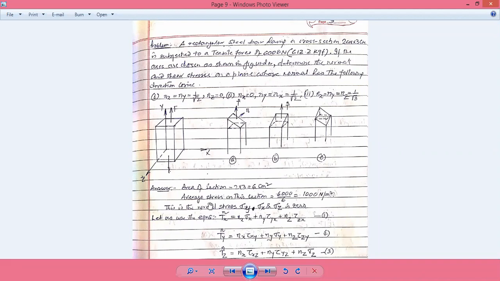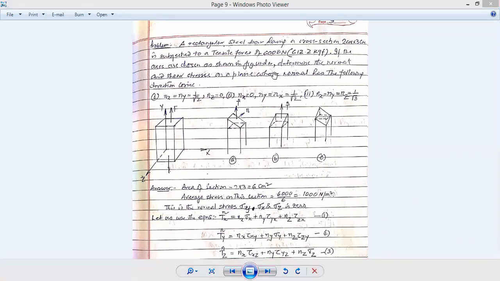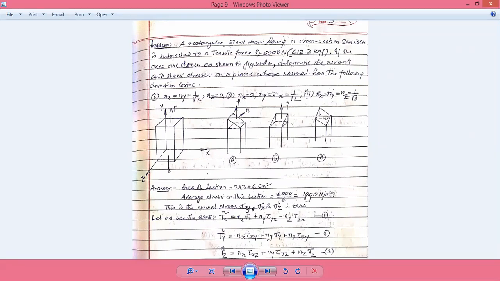So what we have here, area is given, so we get the cross-sectional area as 6 centimeters square. What will be the average stress? 6,000 by 6, that is 1,000 Newton per centimeter square. And this is the normal stress, sigma y, while sigma x and sigma z are 0. Here we get only the normal stress along the y direction. Sigma x and sigma z are already 0, as there is no force.